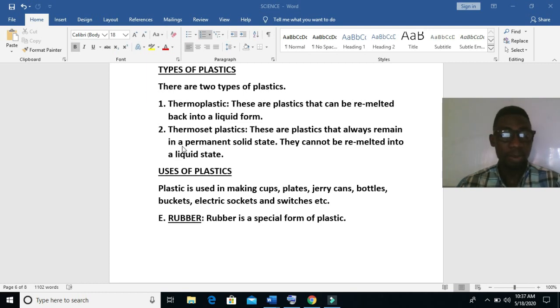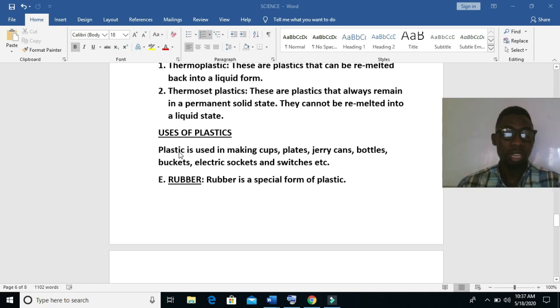And the second type we are considering is thermoset plastics. Now these are plastics that always remain in a permanent solid state. They cannot be remelted into a liquid state like the thermoplastic. So you need to take note of the difference between thermoplastic and thermoset plastic. And then we are quickly going to look at the uses of plastic.